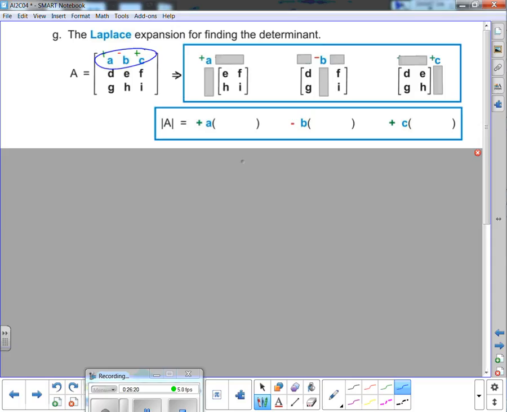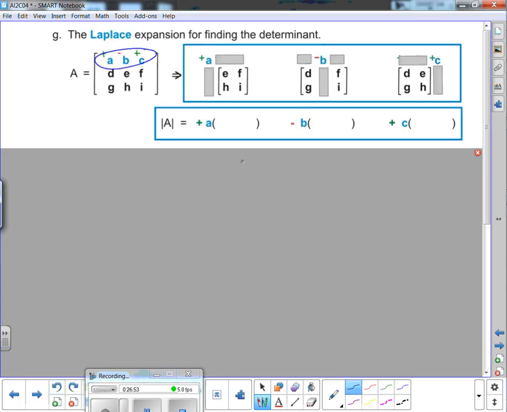Okay, what you do is, I'm going to start with the A. I'm going to blank out the rest of A's row. That's what I did here. And I'm going to blank out the rest of A's column. So let me show it to you on the original. So I blanked out the rest of A's row, and I blanked out the rest of A's column, right? And what's left? The matrix EF top row, HI bottom row. And that's what I find the determinant of.